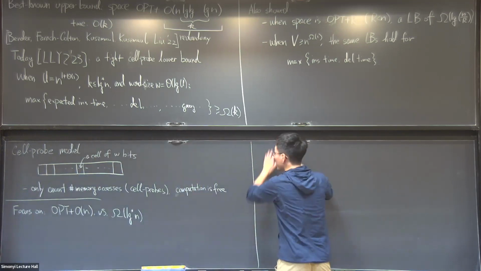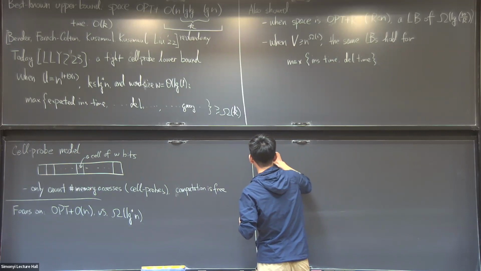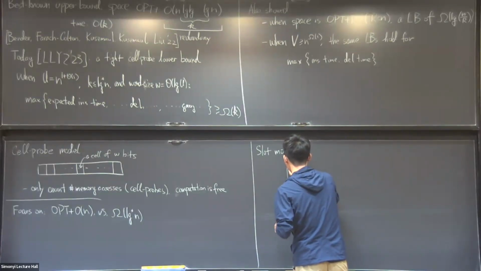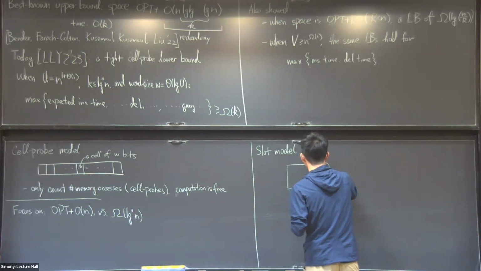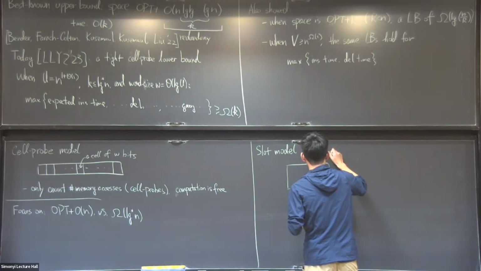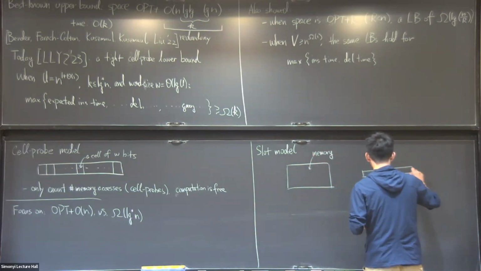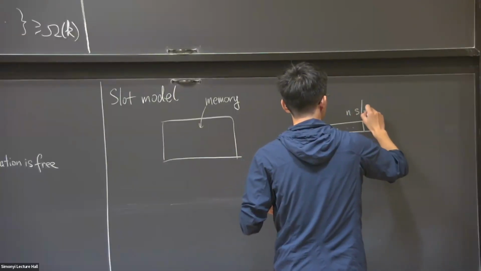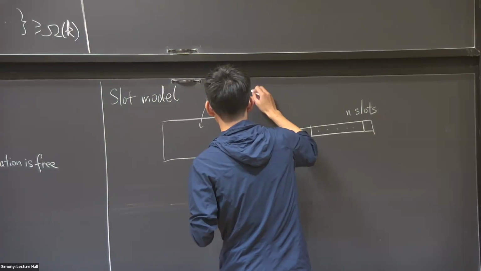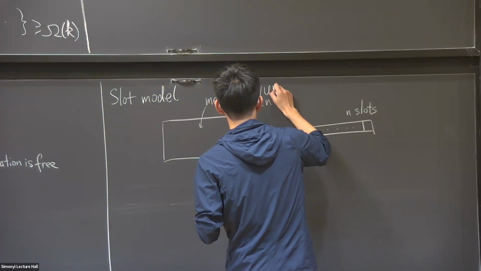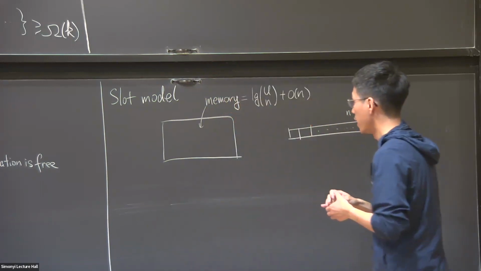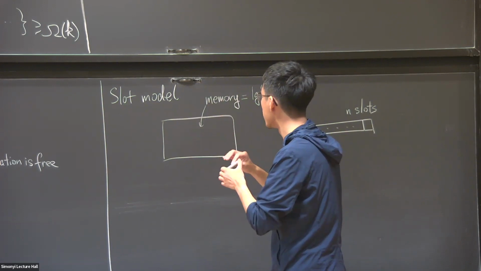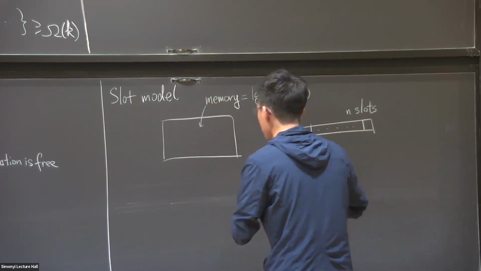The model I'm going to focus on for the next half an hour is called the slot model, for the dictionary problem. What it does is that we assume we have a memory of some size, and also we have n slots, which is also a part of the memory, separate from this. We assume that the memory has size log u choose n plus, let's say, O of n bits. This memory part must encode the set of keys, and also must determine a mapping from the keys to these n slots.